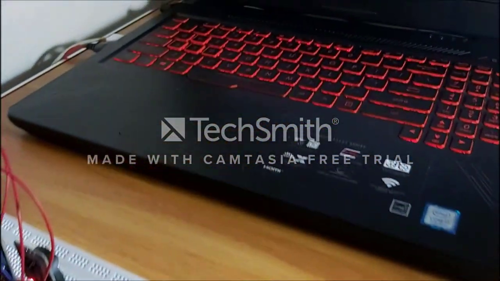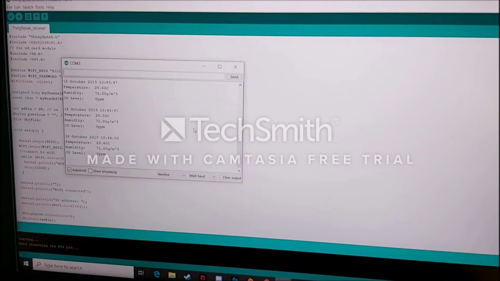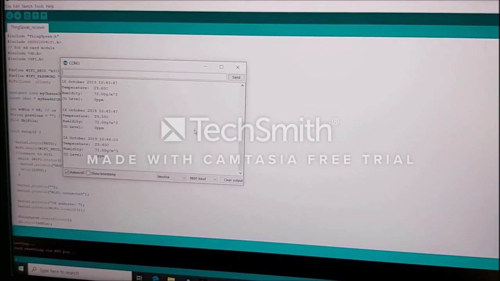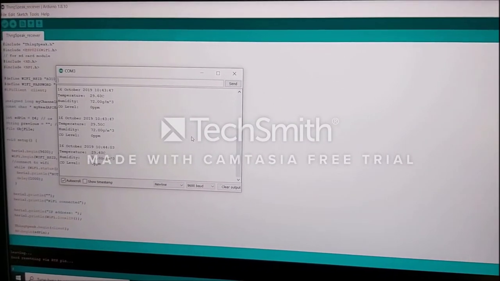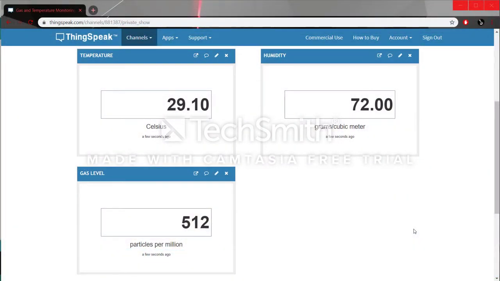Here is the actual running prototype of the whole monitoring system. The database called ThinkSpeak was used for this prototype because it is one of the free and accurate databases that can be used to monitor the temperature, humidity, and gas level.